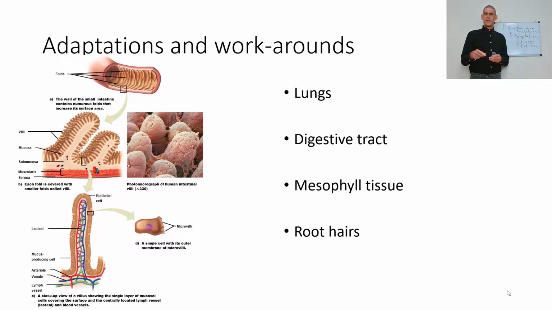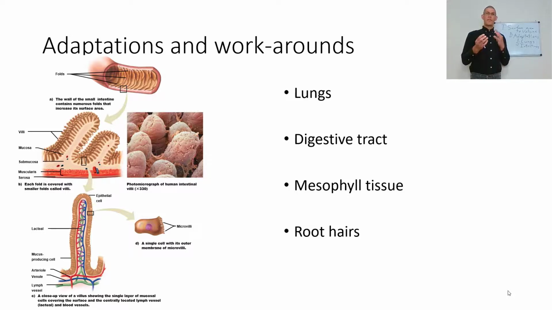Plants have similar adaptations. The mesophyll tissue inside a leaf allows air to actually go into the leaf and exchange with each of these individual cells in the same way as lungs. Roots have individual little hairs that are extending and interacting with the soil in much the same way as the intestine has villi and microvilli.